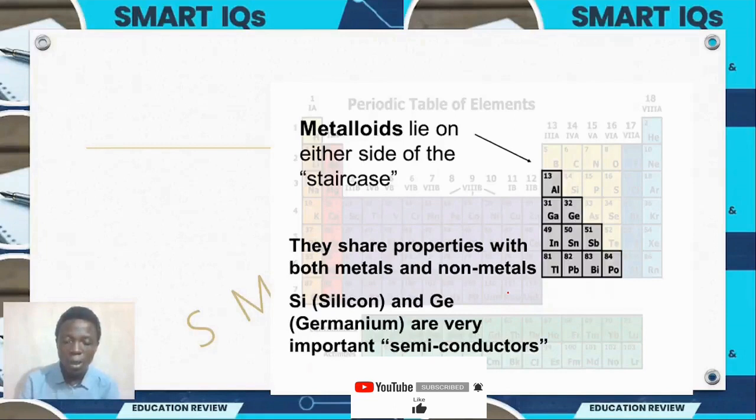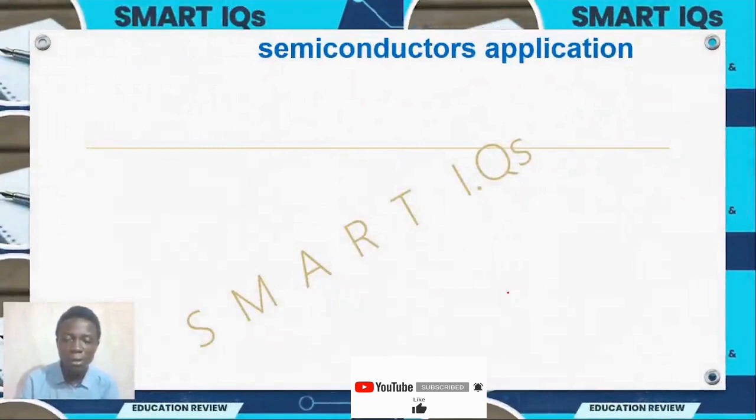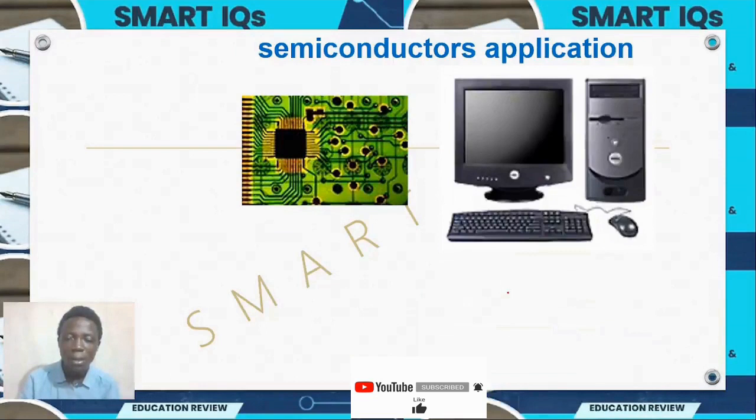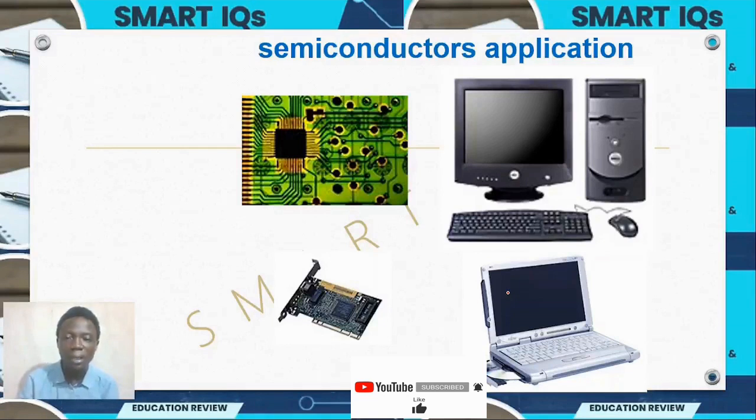Okay, good. Let's move straight on, as we have various applications of semiconductors, so that you know how important the metalloids are. In semiconductor technology, various chips in our monitors, CPUs, laptops, and disks make use of semiconductors. We told you earlier that silicon and germanium play a key role in semiconductor technology, and these are metalloids, found on either side of the staircase in the periodic table.